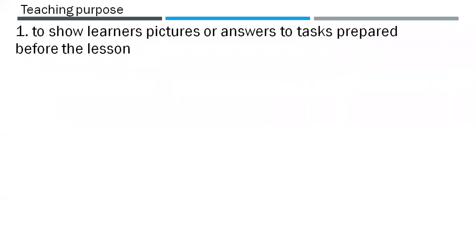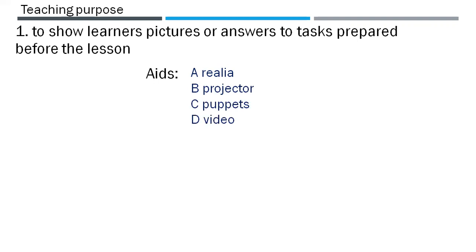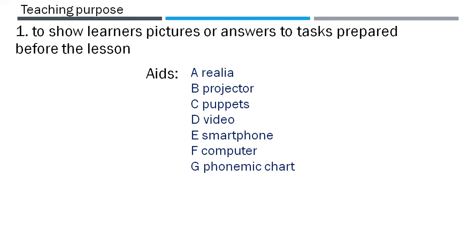And of course, time for TKT. Well, we have got a teaching purpose. For example, we need to show learners pictures or answers to tasks prepared before the lesson. And we have got a number of aids. Well, we've got Realia, projector, puppets, video, smartphone, computer, phonemic chart, and blackboard or whiteboard. So which aid will fit our purpose? And of course, this is a projector.